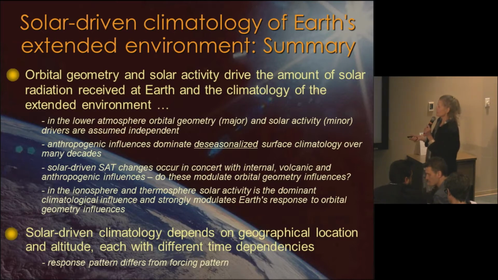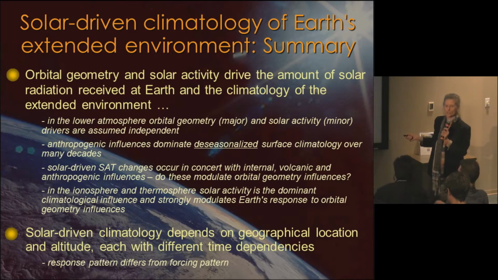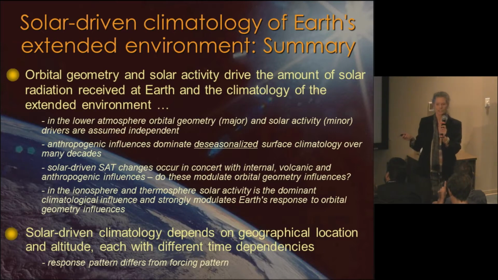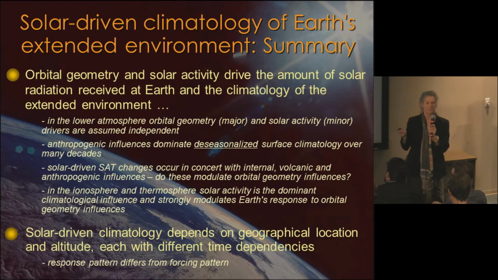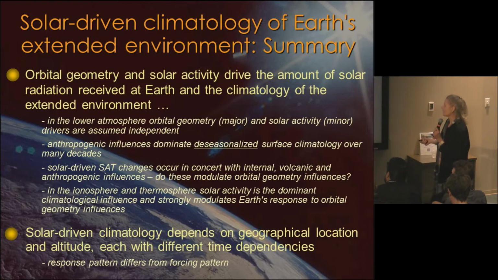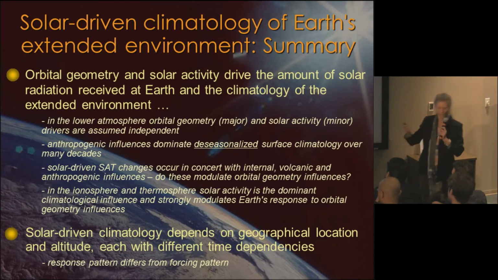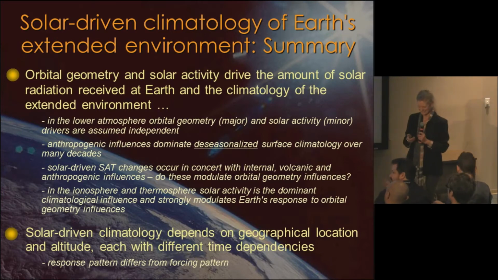Solar-driven surface atmosphere temperature changes occur in concert with a whole slew of other things. They don't just occur on their own, and you can't just pull them out on their own. You have to understand the volcanic, anthropogenic, internal, and so on, things like that. By the time you get up to the top of the middle atmosphere and into the thermosphere and ionosphere, the signal is dominated by the sun. And all of these effects depend on geographical location, altitude, and they each have a different time dependence. Finished. Thank you.